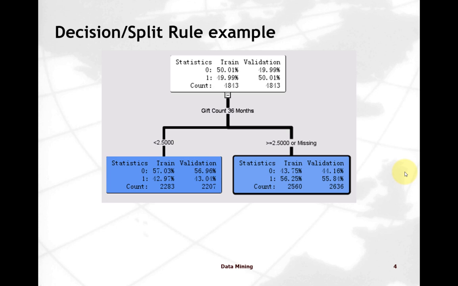Depending on the setting of the model, you can sometimes split into two branches every time, or you can split into more than two branches. So that adds more complexity to the model.